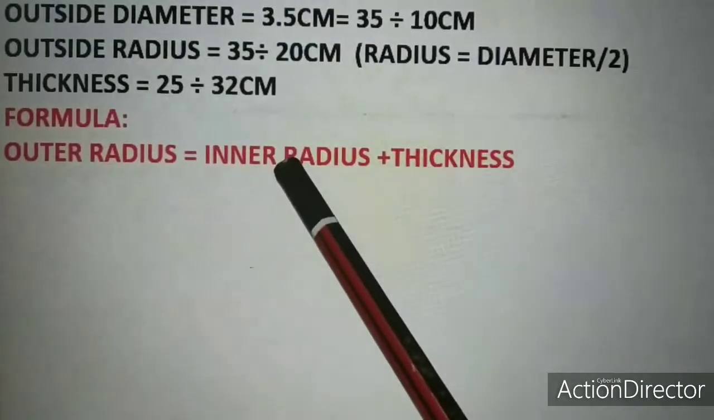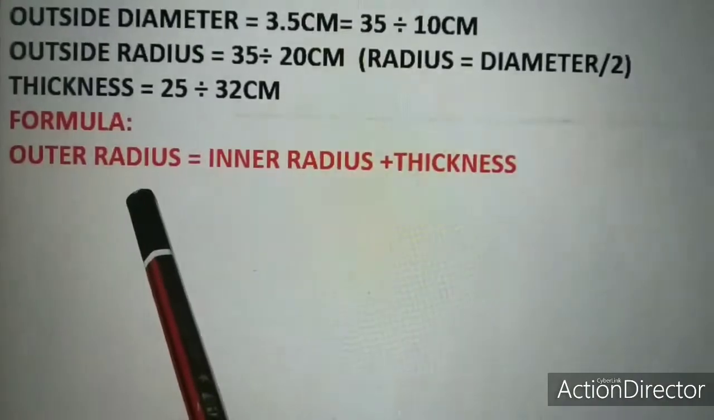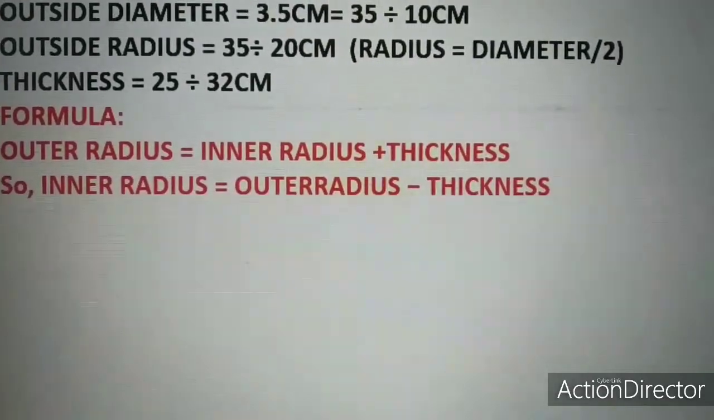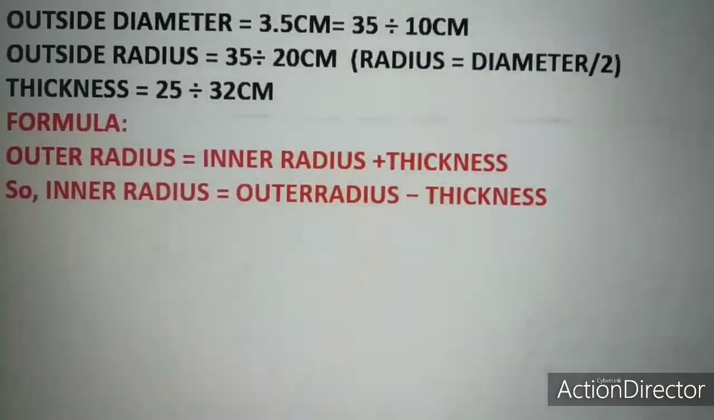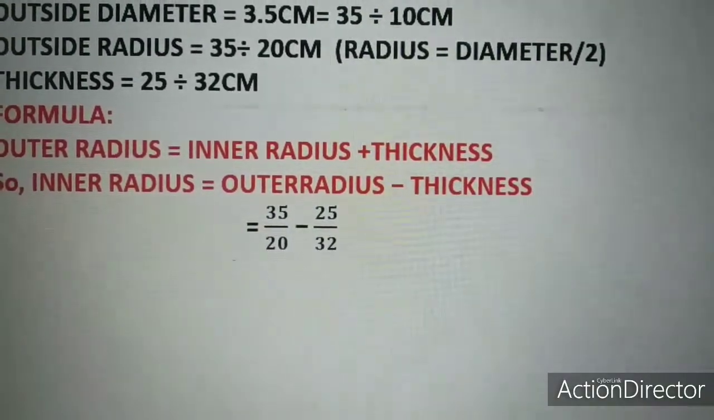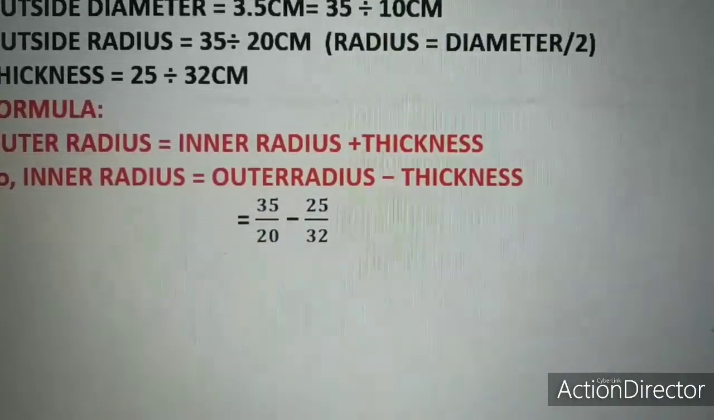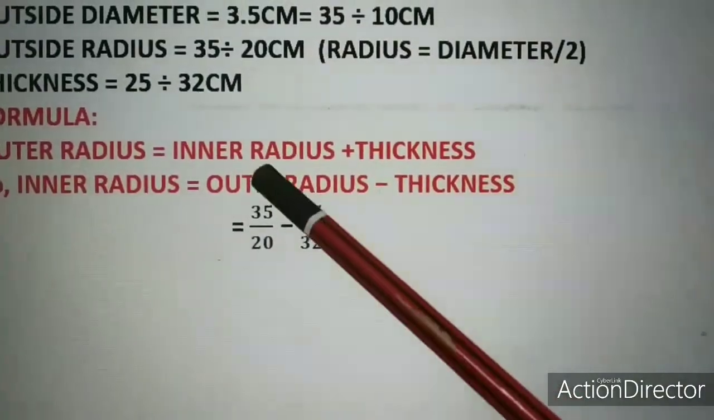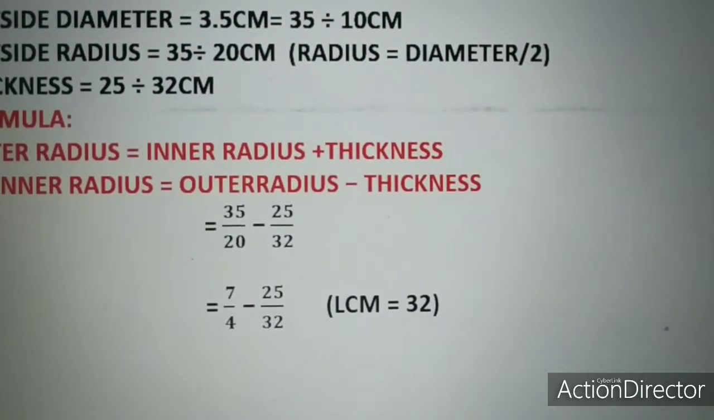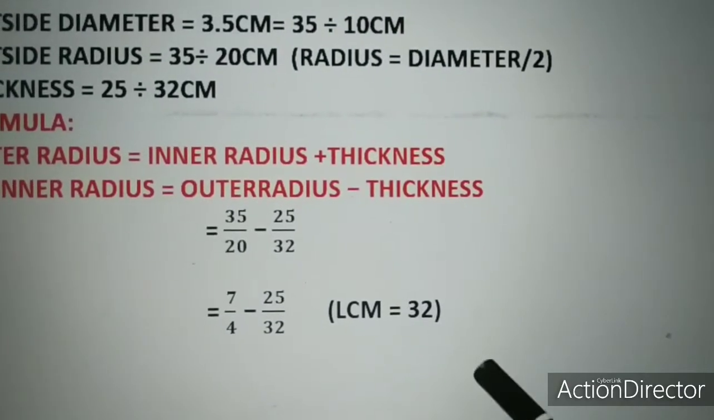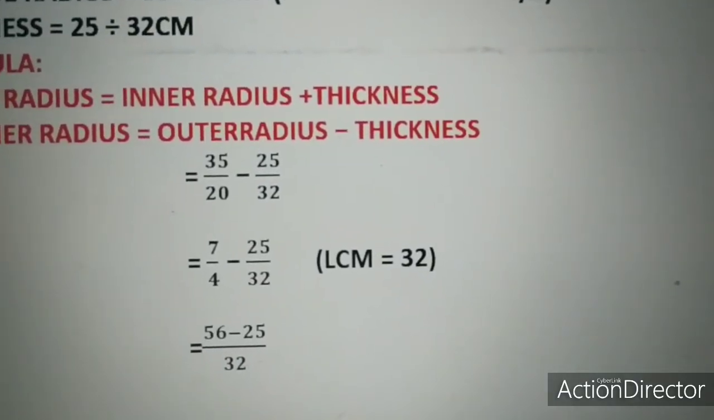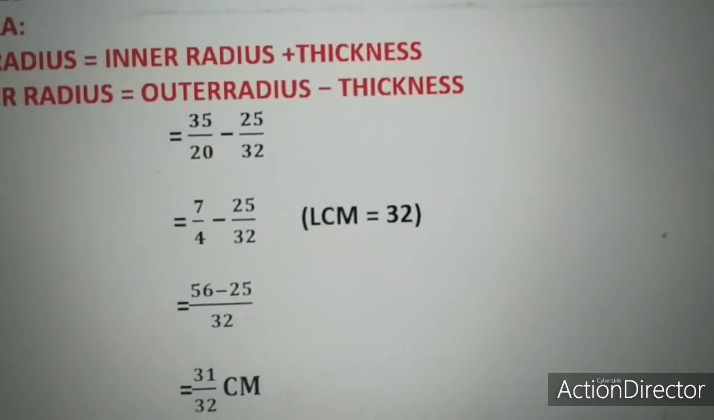Here we have to find the inner radius. So I will shift this thickness to the other side and subtract it from the outer radius. So you can write inner radius is equal to outer radius minus thickness. So what is outer radius? 35 upon 20 minus thickness, which is 25 upon 32. This 35 upon 20 I can reduce and write as 7 upon 4. So 7 upon 4 minus 25 upon 32. LCM of 4 and 32 is 32. So after simplifying I am getting 56 minus 25 upon 32, which is nothing but 31 upon 32.